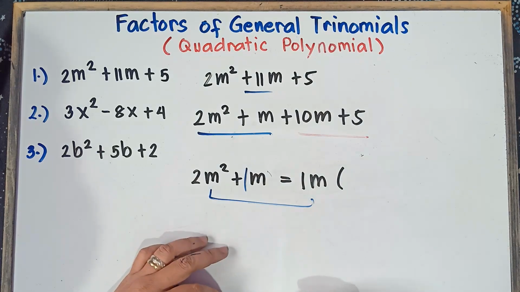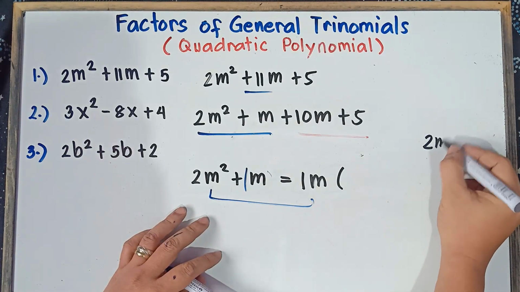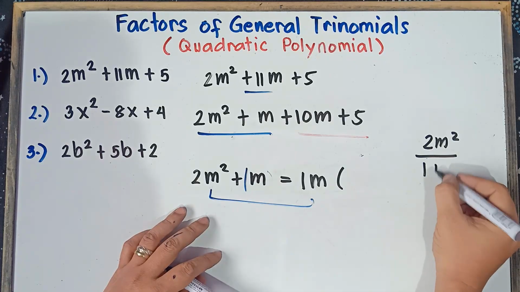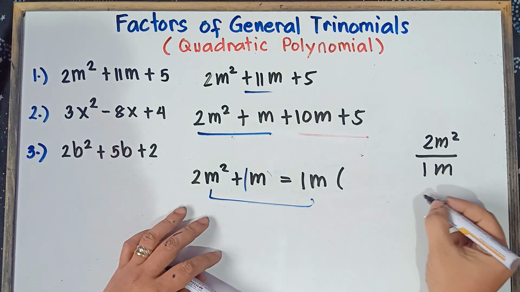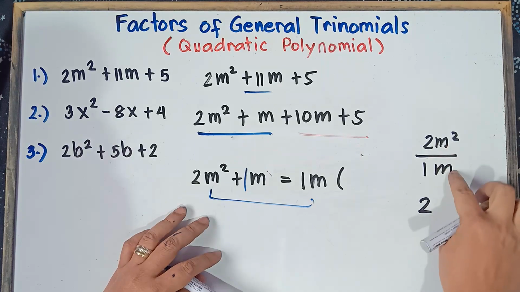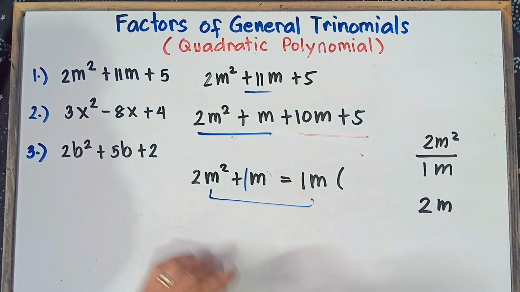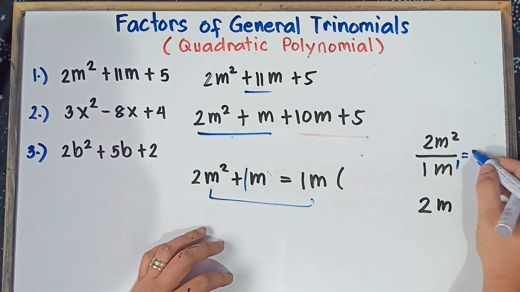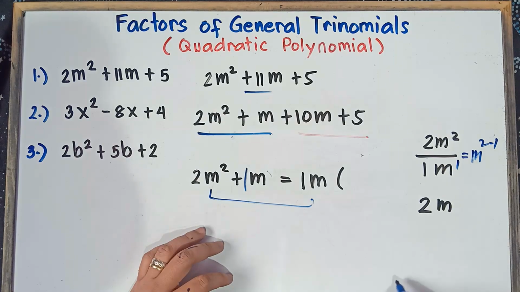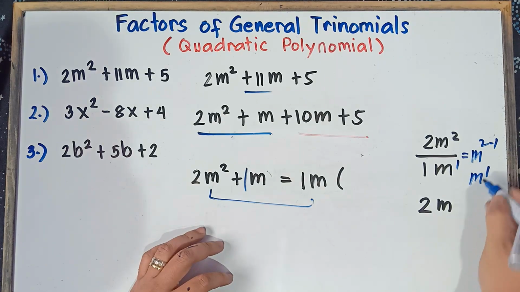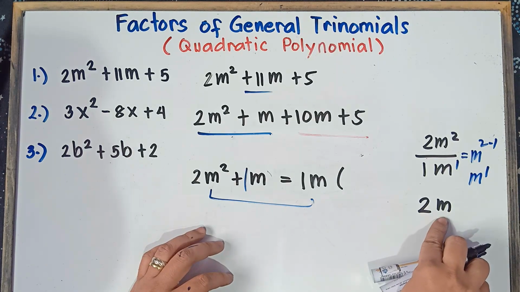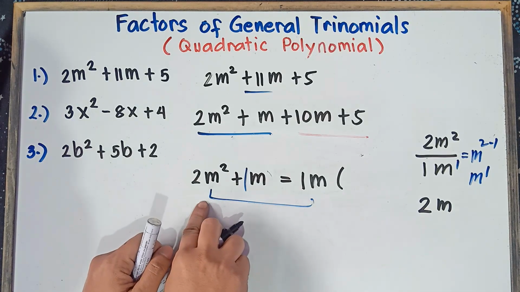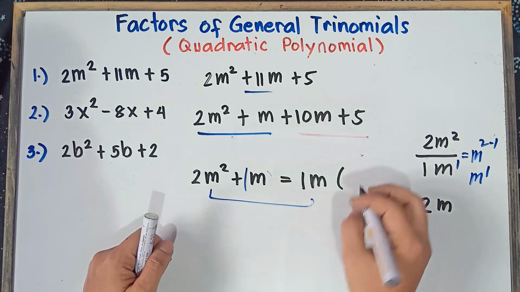Put open parentheses. 2m squared divide 1m. So 2 divided by 1 is 2. M squared divided by m, that would be m, right? Simply subtract the exponent. Understood that there's 1 here. 2 minus 1, so this will be m raised to the power of 2 minus 1. That would be equal to m raised to the power of 1, or that would be equal to m. So therefore, 2m squared divided by 1m, the answer is 2m.